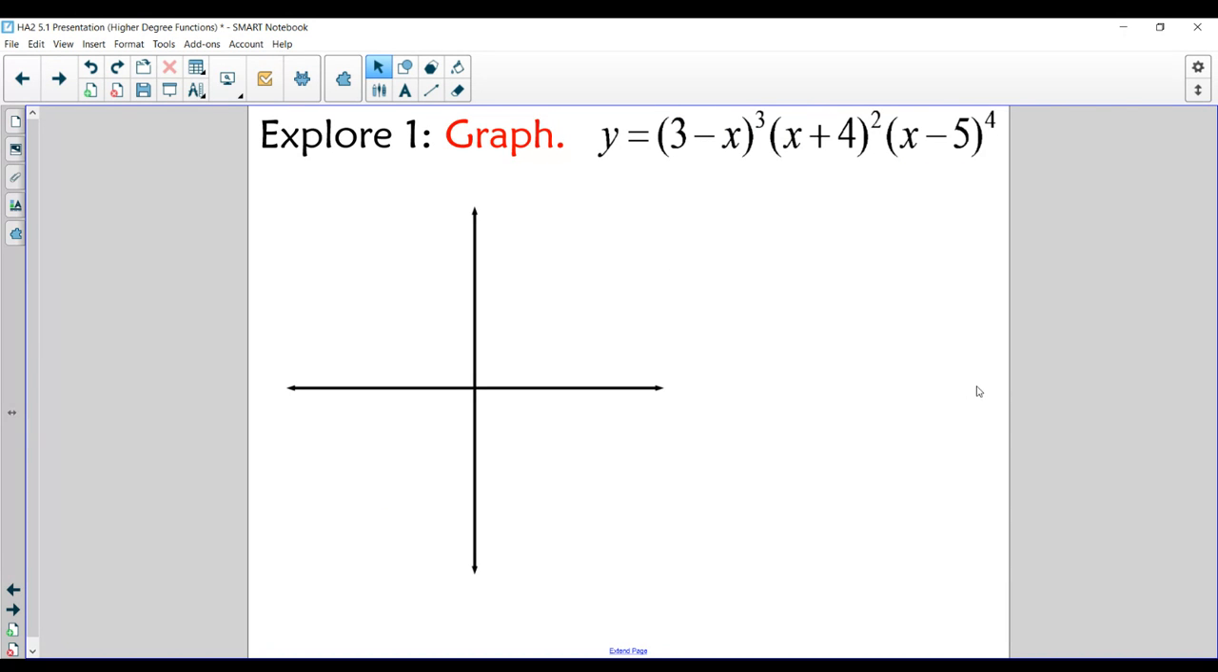All right, so let's do our original problem here. So x-intercepts at 3, at negative 4, and at positive 5. At 3, I'm going to go through because of the cube. At 4, I'm going to bounce because of the squared. And at the 5, I'm going to bounce.